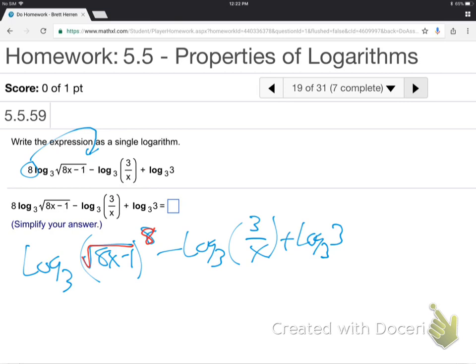Yeah, because the square root's a half power, right? Remember we talked about that? But yeah, good job. That square root is a half. So an 8th power and a square root, which is a half, and an 8, it's 4. First hurdle cleared. That's log base 3 of x minus 1 to the 4th, isn't it?